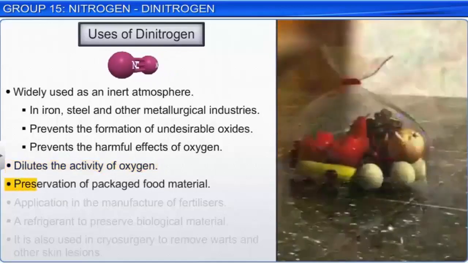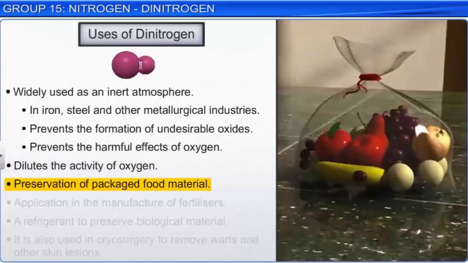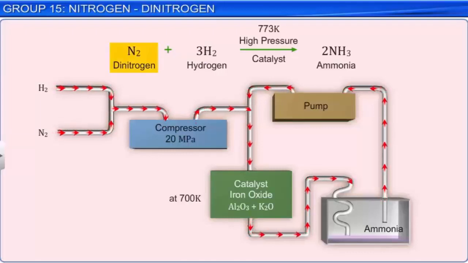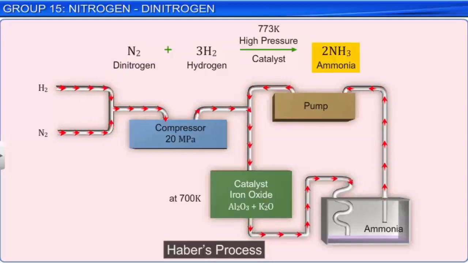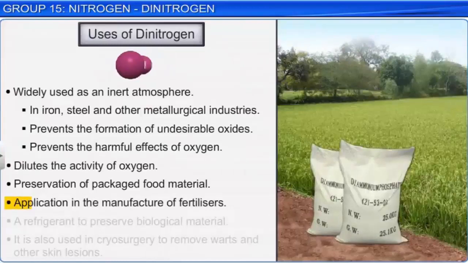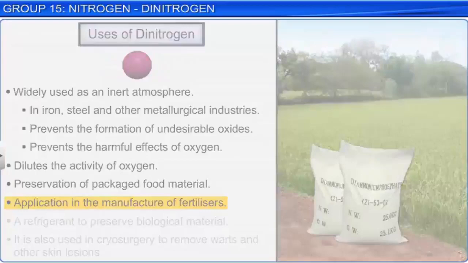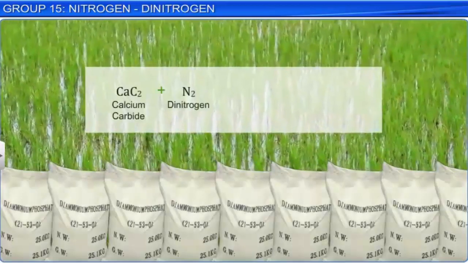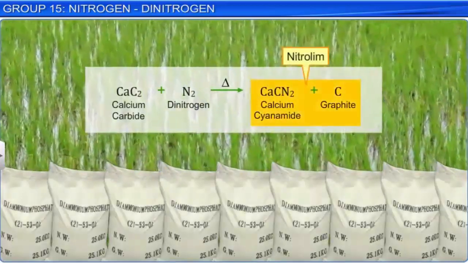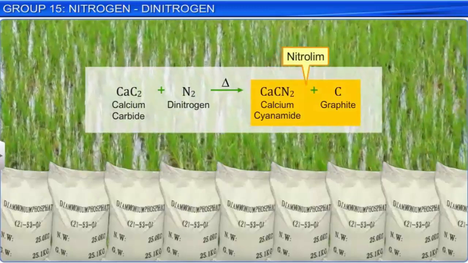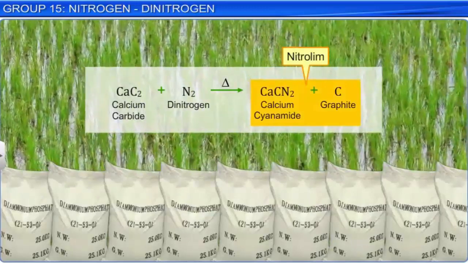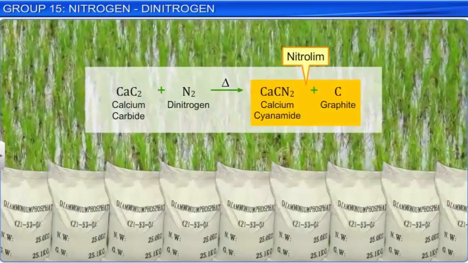It is used in the preservation of packaged food material. A large amount of dinitrogen is used in the preparation of ammonia by Haber's process. The ammonia thus prepared finds application in the manufacture of fertilizers. Dinitrogen is also used in the preparation of nitrolim, a mixture of calcium cyanamide and graphite, which is an important fertilizer.